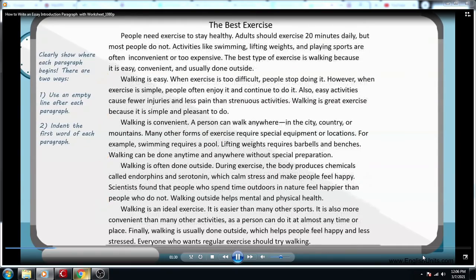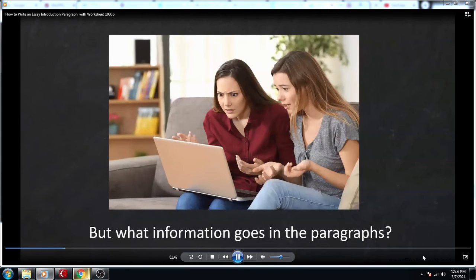And here's what the essay looks like when we've indented each paragraph by putting several spaces in front of the first word of the paragraphs. Use either method. Those are the 2 ways to clearly show where each paragraph begins. Just be sure to use the format that your teacher requires. These are conventions. Either is okay. But what information goes in the paragraphs? That's what we're going to talk about next.